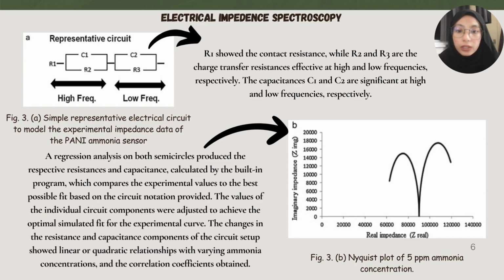From figure 3B, we can see a regression analysis on both semicircles produces the respective resistance and capacitance. It was calculated by the built-in program, which compares the experimental values to the best possible fit based on the circuit notation provided. The values of the individual circuit components were adjusted to achieve the optimal simulated fit for the experimental curve. The changes in the resistance and capacitance components of the circuit showed a linear or quadratic relationship with varying ammonia concentration, and the correlation coefficient was obtained.